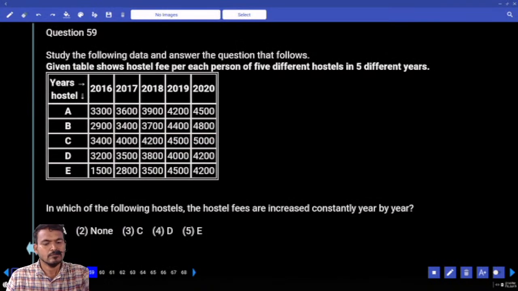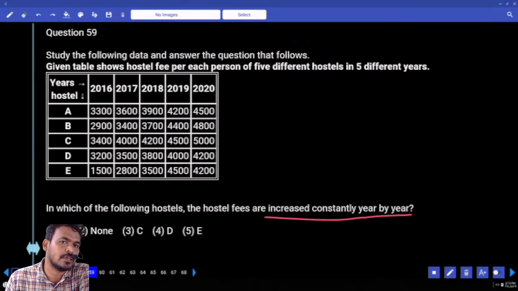Next question numbers 59 to 60. 59. A table is given. The table shows the hostel fee for each person of 5 different hostels in 5 different years. And what is the question here? In which of the following hostels the hostel fees are increased constantly year by year? Means every year the increased value, constant or changed? Constant. In hostel A, what is the 2016 value? 3,300. 17, 3,600. 18, 3,900. 19, 4,200. Next 4,500. Constantly increased by 300.